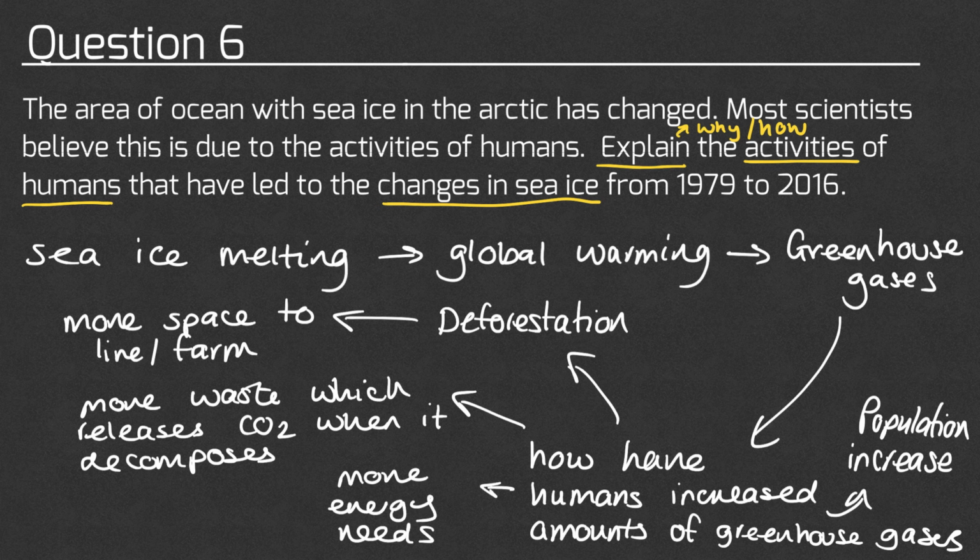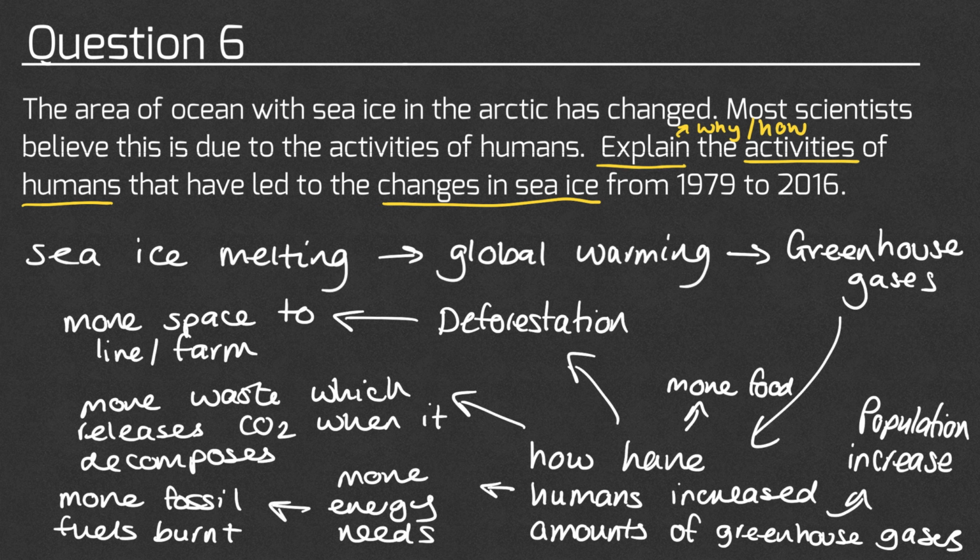We have more energy needs, so that means we're burning more fossil fuels to meet those energy needs. And if the population's increased, it means humans need more food. And cows and rice both produce methane in their production, which is another greenhouse gas. So we can now use all of this to write an answer to what would be a 6-mark question.